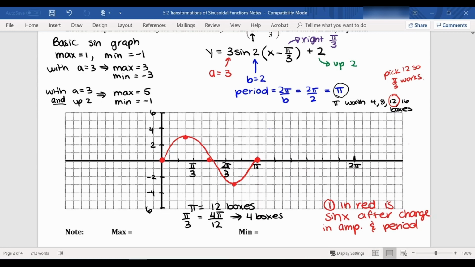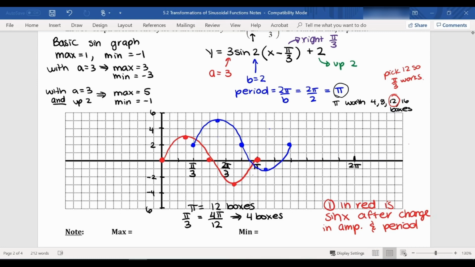So this first point here, right 4 boxes, or pi over 3 units, up 2 boxes, or 2 units. The next one, right 4 boxes, up 2 boxes. So you can see if we connect these, this is that first hump of the sine graph. Then the last 2 points, right 4 boxes, up 2 boxes, and I can finish connecting. Okay, so I've got some major points here.